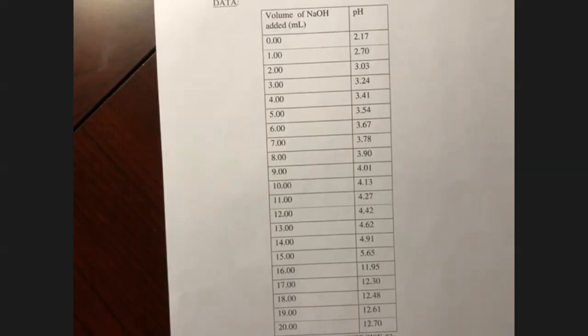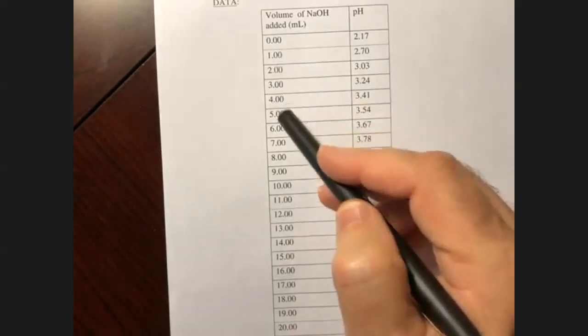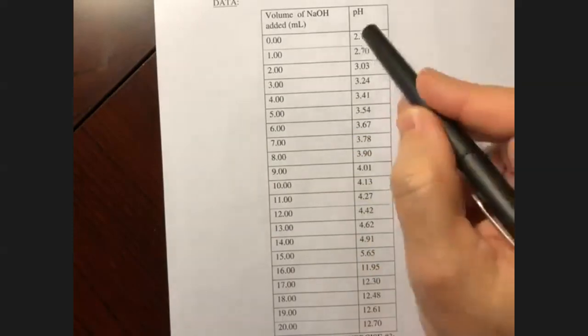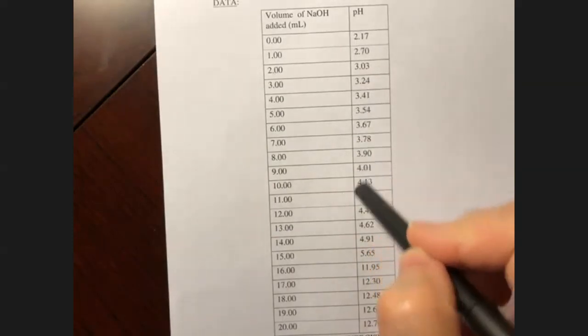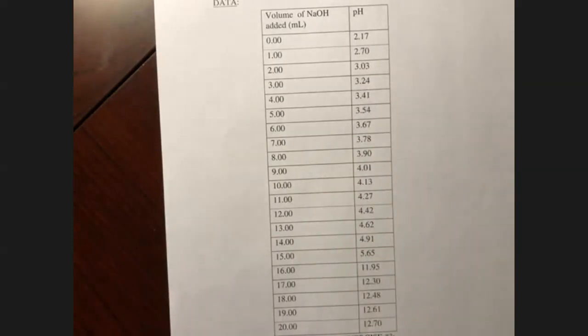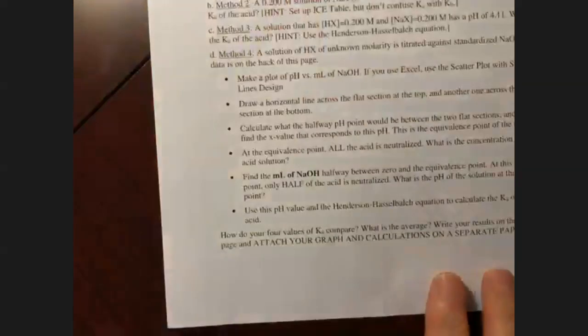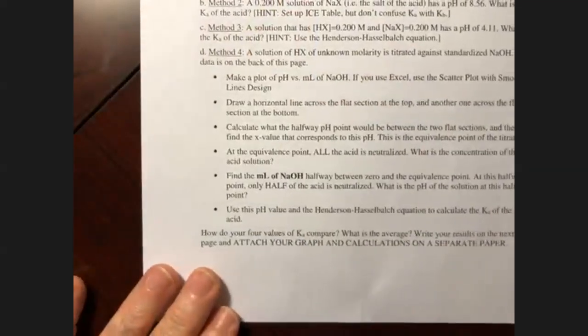But in this case, what you did was you added NaOH in milliliters, 1, 2, 3, 4, 5, 6. You're going one by one here, and you're measuring the pH after the addition of each amount of NaOH. And now what you have to do is make a graph with this data, and there are going to be several things to do. So let's go through the steps here, so we know what we're going to do, and then I'm going to walk you through it on my Excel program here.